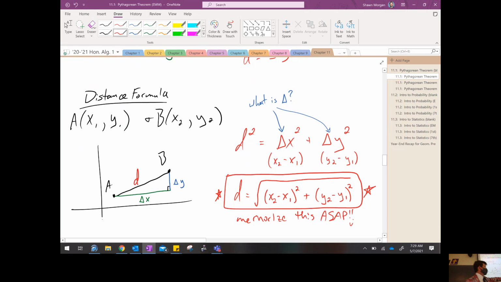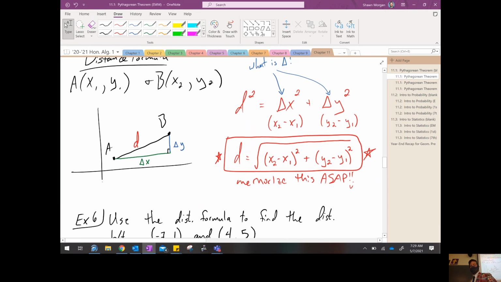And I say down here, smiley face. I want you to memorize this as soon as possible. All right? Memorize this as soon as possible. Mossy, can you see that better? Memorize that as soon as possible.